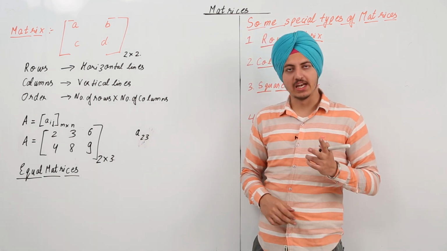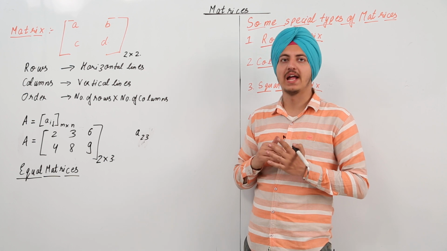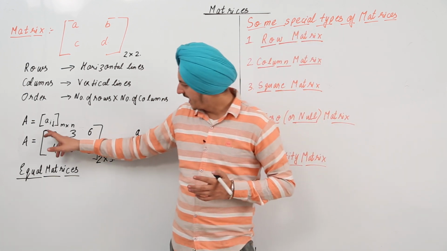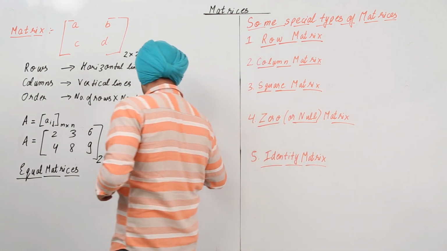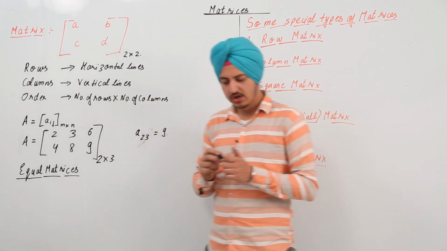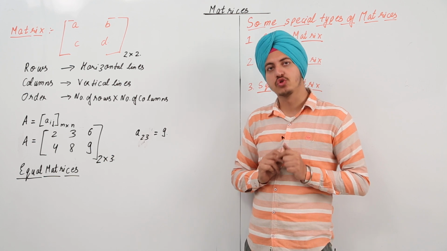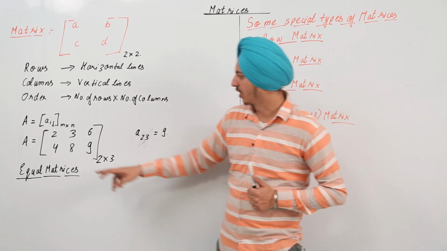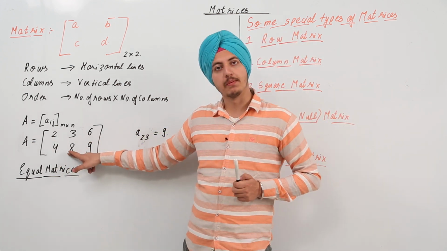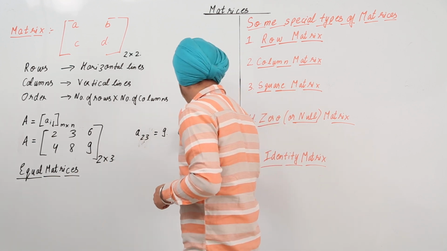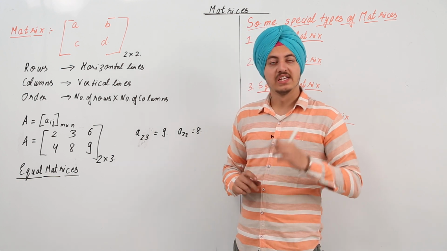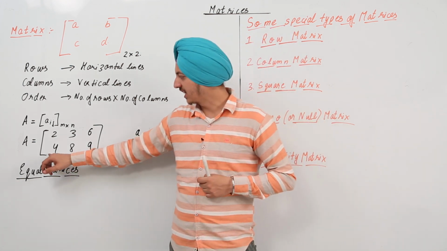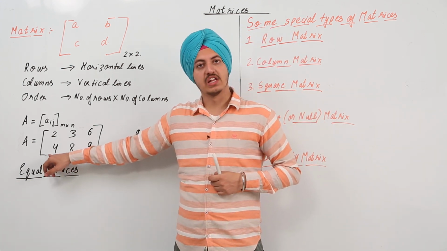A23 is the element on the second row and third column. A23, that is second row and third column, is equal to 9, right? Now tell me what is A22, second row, second column. Second row, second column, 8. A22 is equal to 8. What is A21? Second row, first column. That is equal to 4.